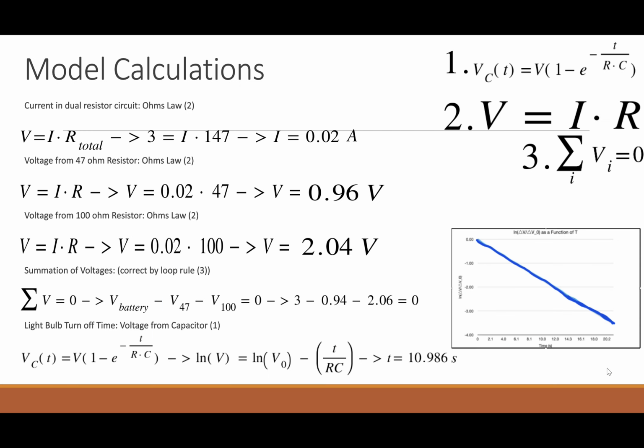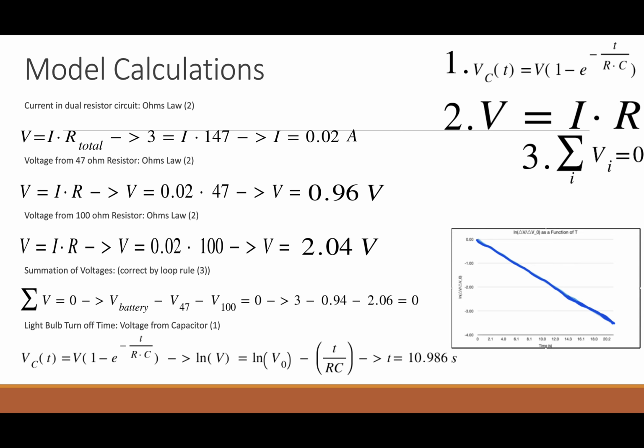Here are the model calculations. Our formulas were the voltage of the capacitor as a function of time, which is number 1. Our second one was Ohm's law, V equals IR. And our third formula was the loop rule, which is that the summation of voltages will equal 0.